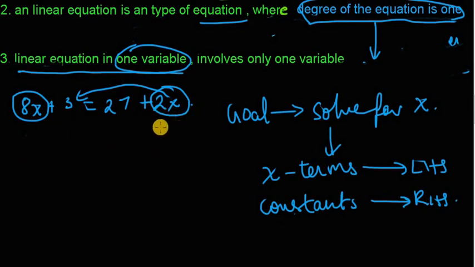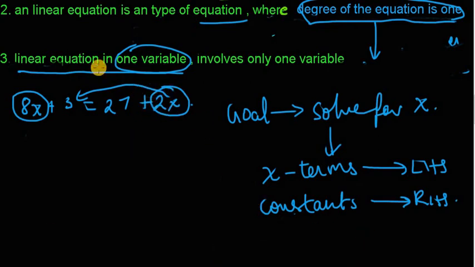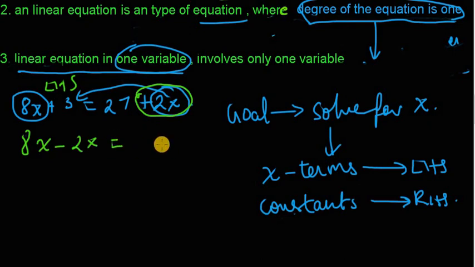So first of all, and before shifting, let me tell you one thing. Look at this 2x. This is plus 2x here, isn't it? Plus 2x. So look at here, it is plus 2x. Okay, it is plus 2x. So if it goes to the left hand side, it will become minus 2x. Okay, it will become minus 2x.